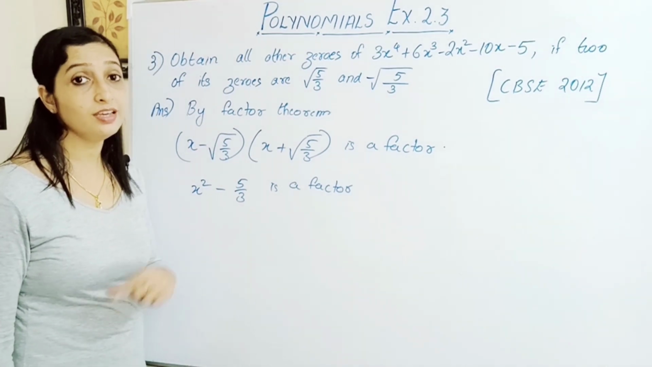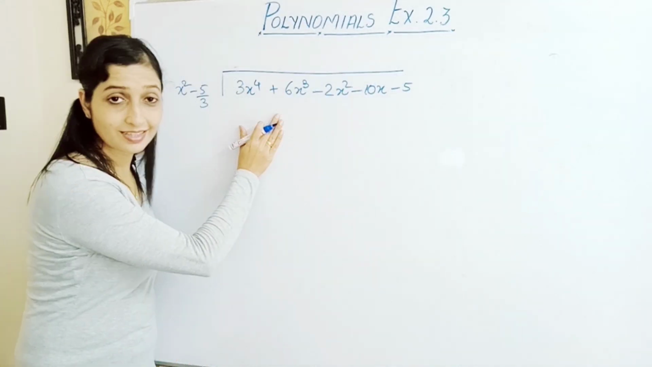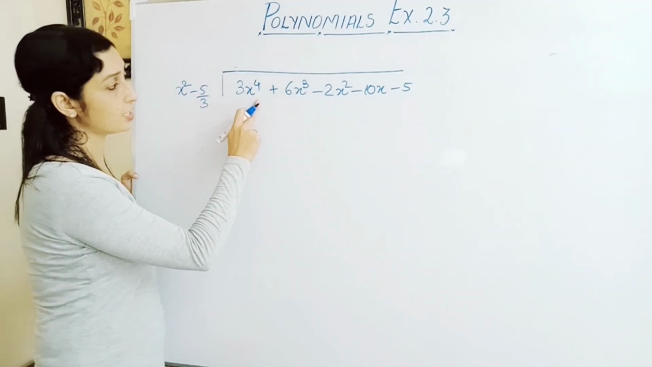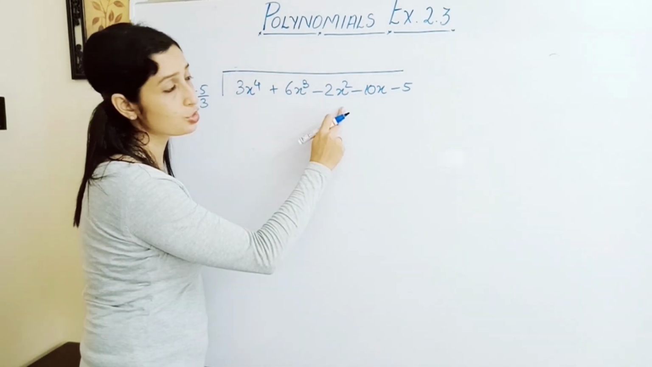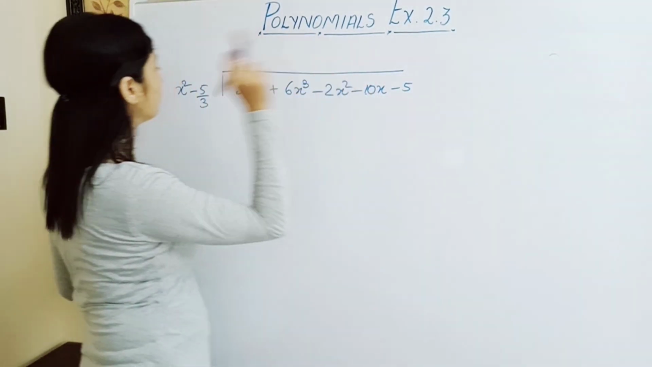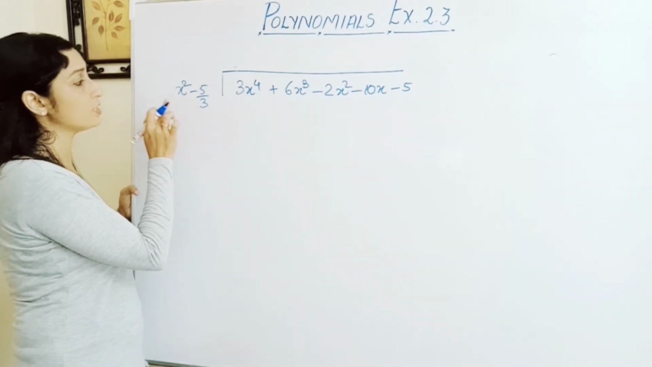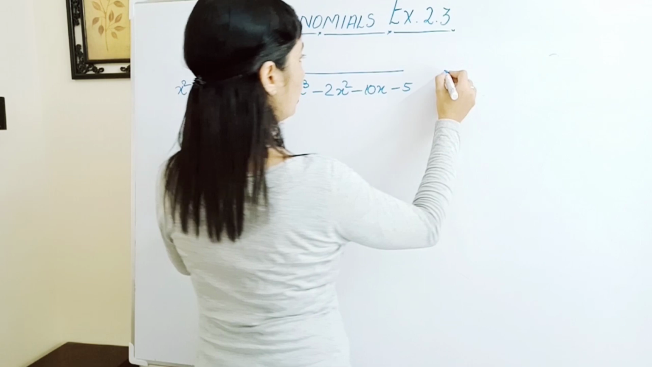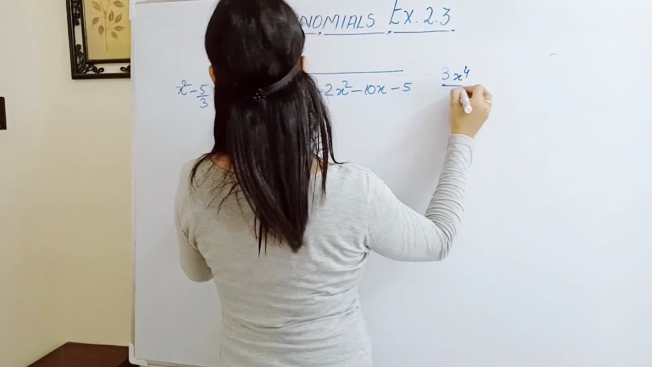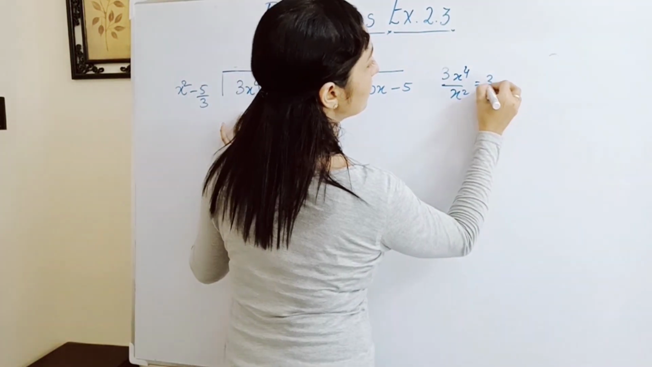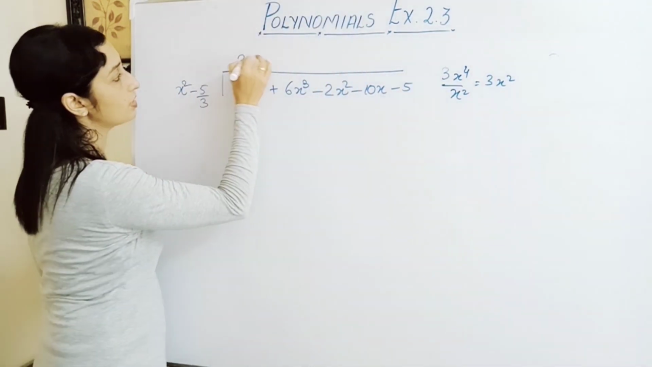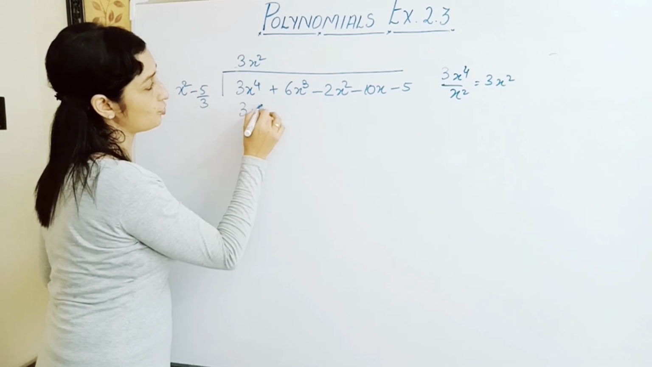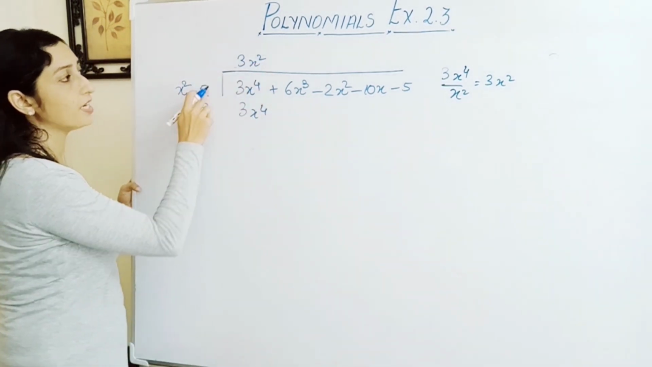So let's check the division. Now I have taken it down and written here the polynomial which was given, 3x raised to 4 plus 6x cube minus 2x square minus 10x minus 5, and the factor which we got was x square minus 5 by 3. So how do you find the first term of the quotient? You divide 3x raised to 4 by x square. You get 3x square. So our first term here is 3x square. Now 3x square into x square is 3x raised to 4.